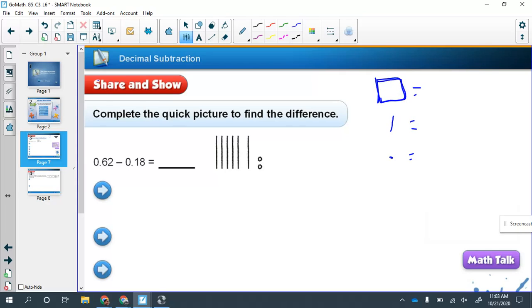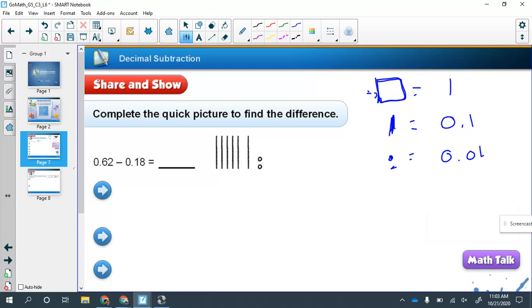A flat is going to be equal to 1. A long is going to be 1/10 because it takes 10 longs to equal 1 flat. And then an individual unit is going to be 1/100th, right? Because it would take 100 of these to equal 1 of these. So that's what we're going to be using for our model.